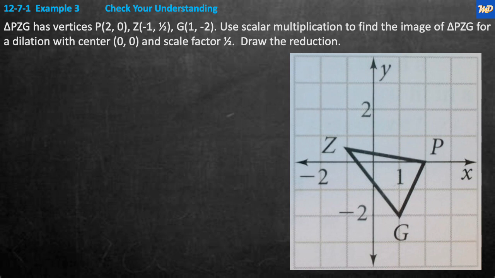Okay, example 3, check your understanding. Again with triangle PZG. It has vertices at P 2, 0, Z -1, 1/2, and G 1, -2. Use scalar multiplication to find the image of PZG for a dilation with center at 0. This is just like we just previously did. 0 is the dilation center, and the scale factor is 1/2. So now they're saying draw the reduction. The triangle is going to be smaller than this one.